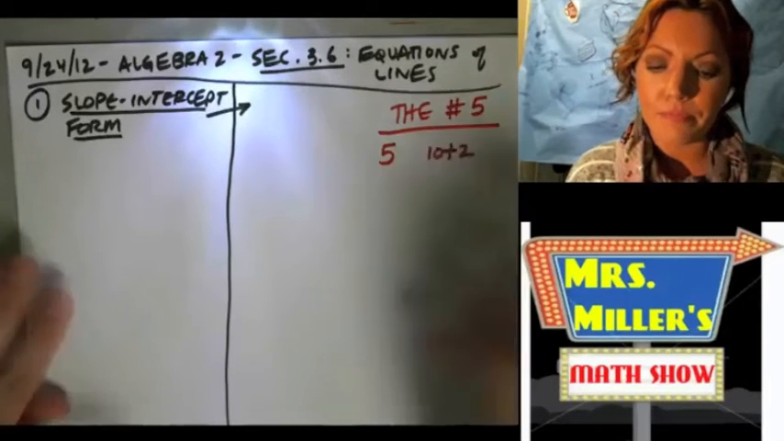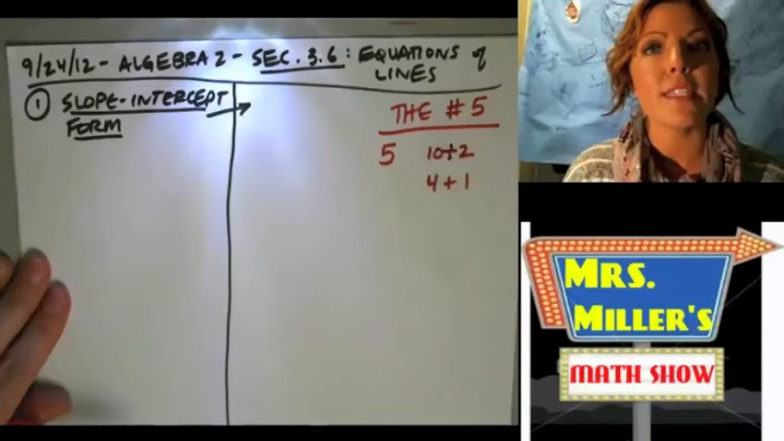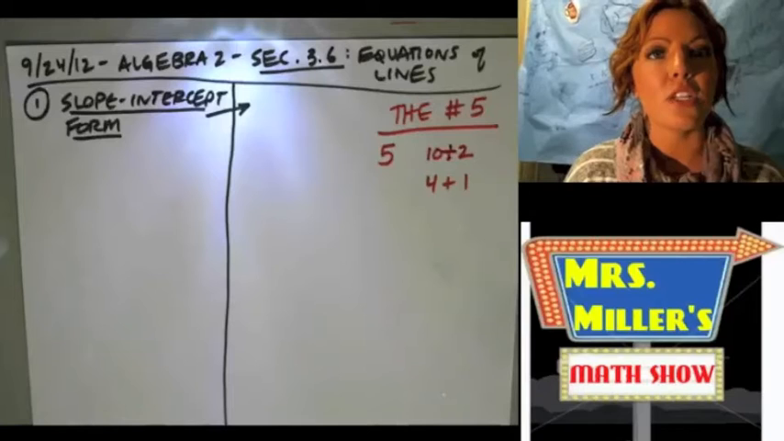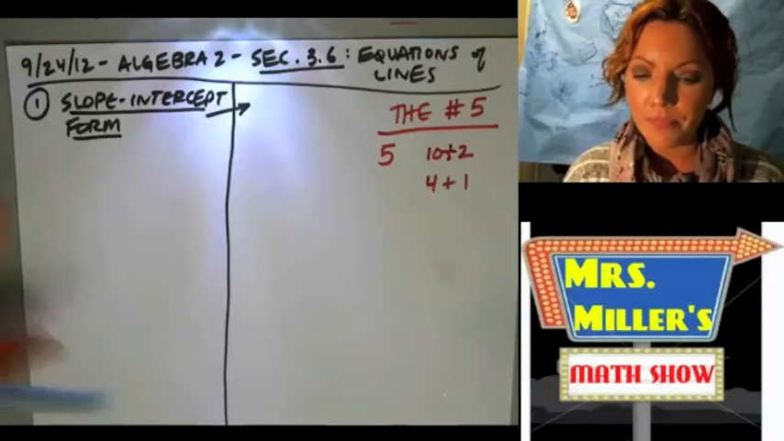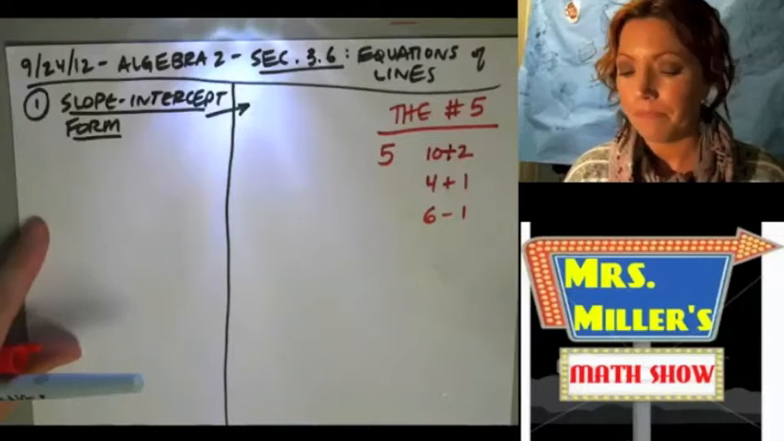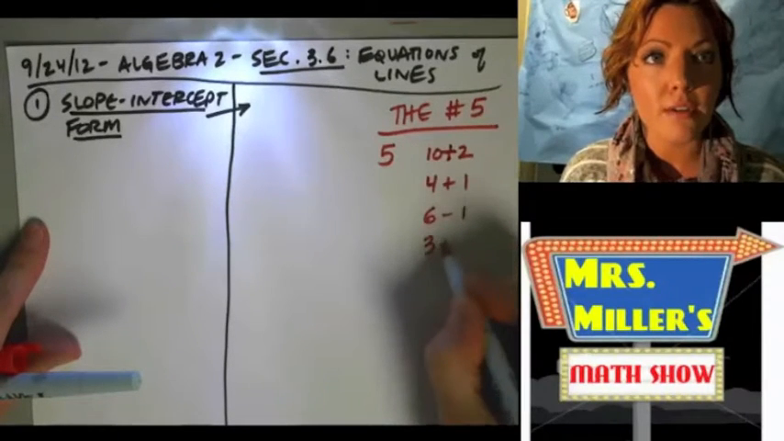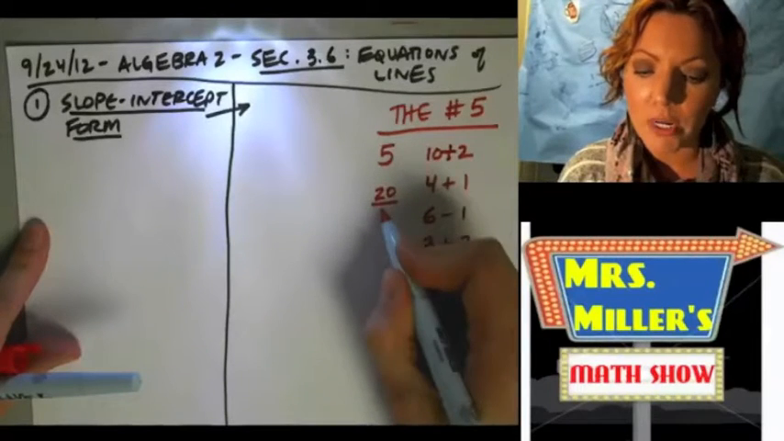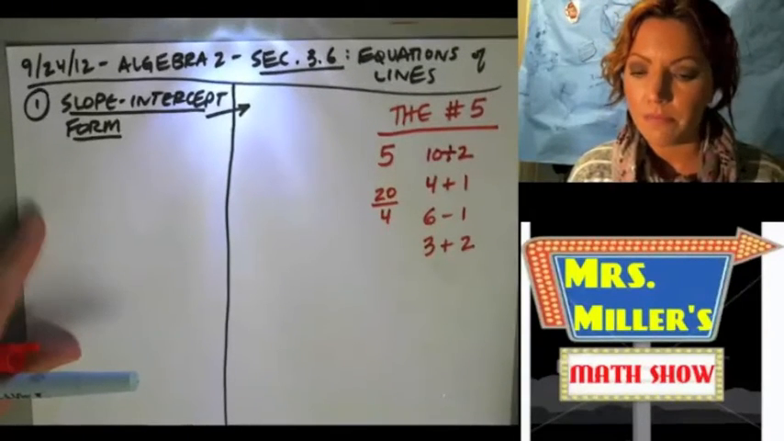Thane: 4 plus 1. Good. Can someone tell me another way? Just work with me here. I know we all think this has nothing to do with what we're doing, but Alyssa? 6 minus 1. Good. What else? 3 plus 2. Good. Deanna? 20 divided by 4, or 20 over 4. Good. Thane? 1 times 5.